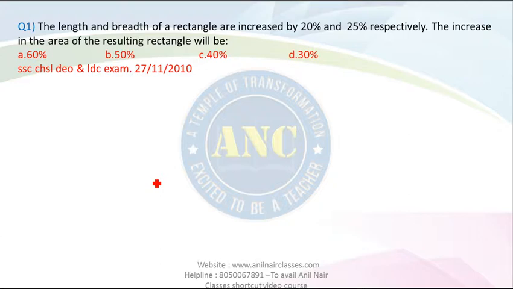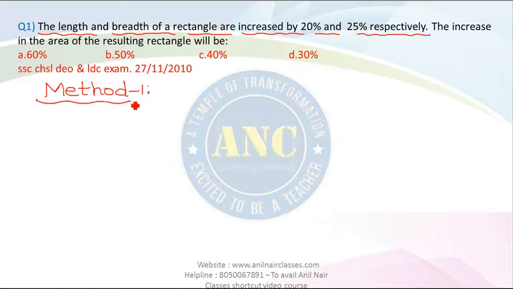This is the first problem we wanted to solve here. The question is, the length and breadth of a rectangle are increased by 20% and 25% respectively. Now first, let me put the heading here as method 1. Method 1 means if I get a percentage symbol in the question, I have 20%, and I also have 25%.